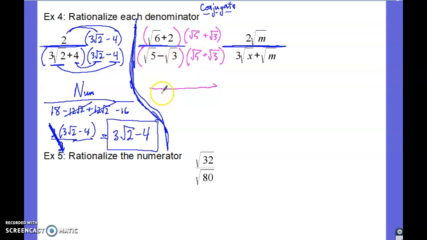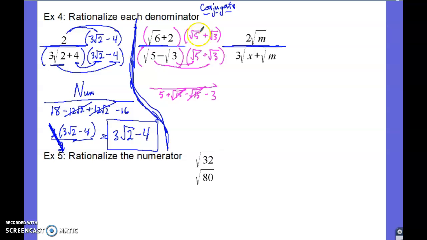Root 5 times root 5 will give me 5. The outside term would be positive root 15. The inside is negative root 15. And positive times negative is negative. Root 3 times root 3 is 3. So all of these radicals cancel out.